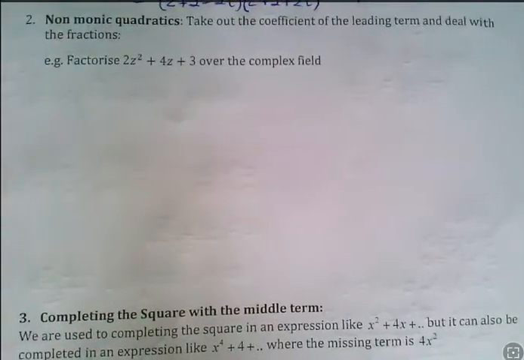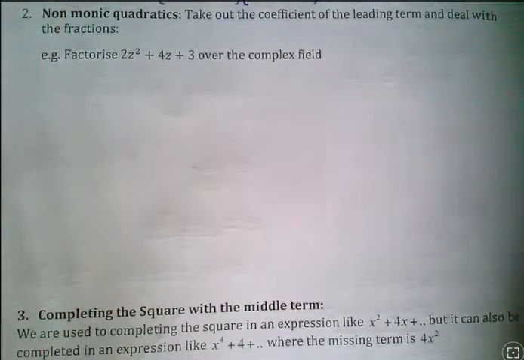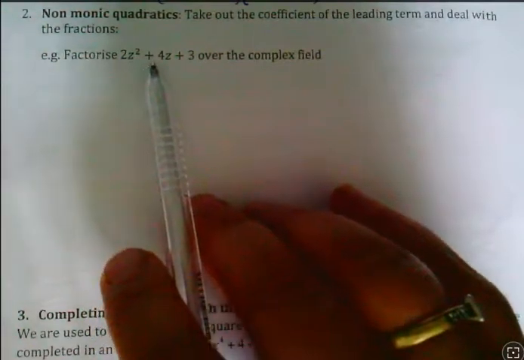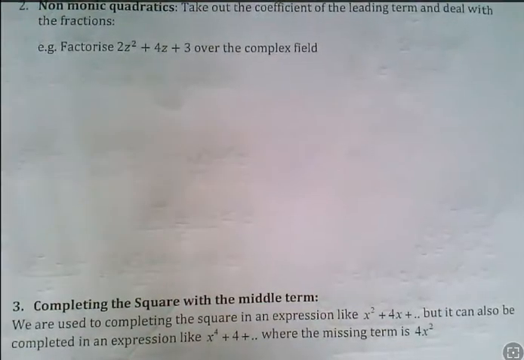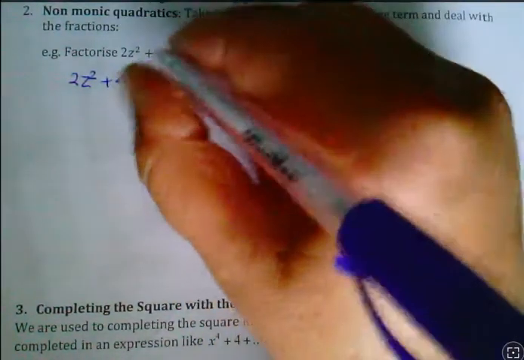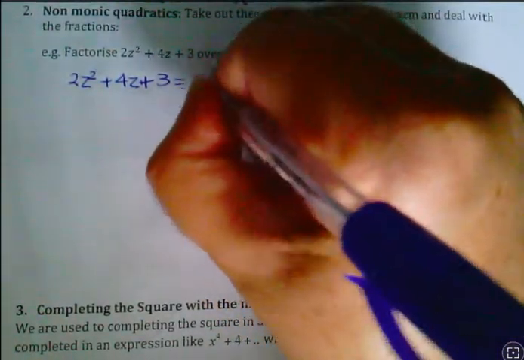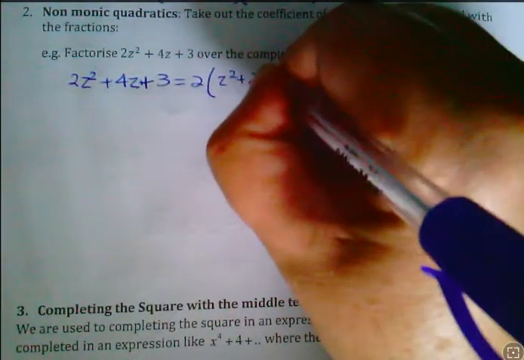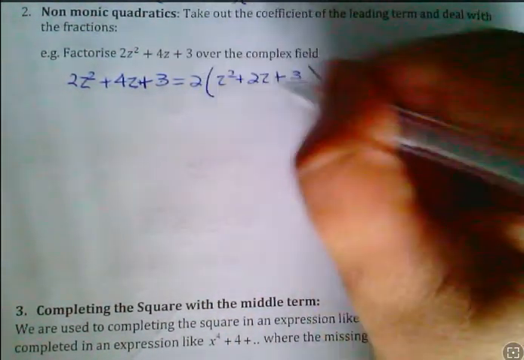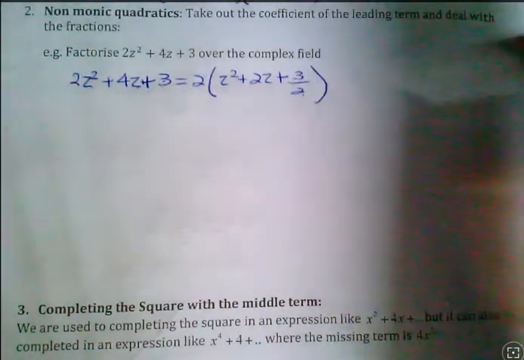Now, next question. If you have to complete the square and it's a non-monic quadratic, you will take out the coefficient of the leading term, and then you'll have to deal with some fractions later. So we've got 2z squared plus 4z plus 3. Well, that is equal to 2 bracket z squared plus 2z plus 3 over 2, because this is not an even number, so this 2 balances out with that, and you've got 3 over 2.